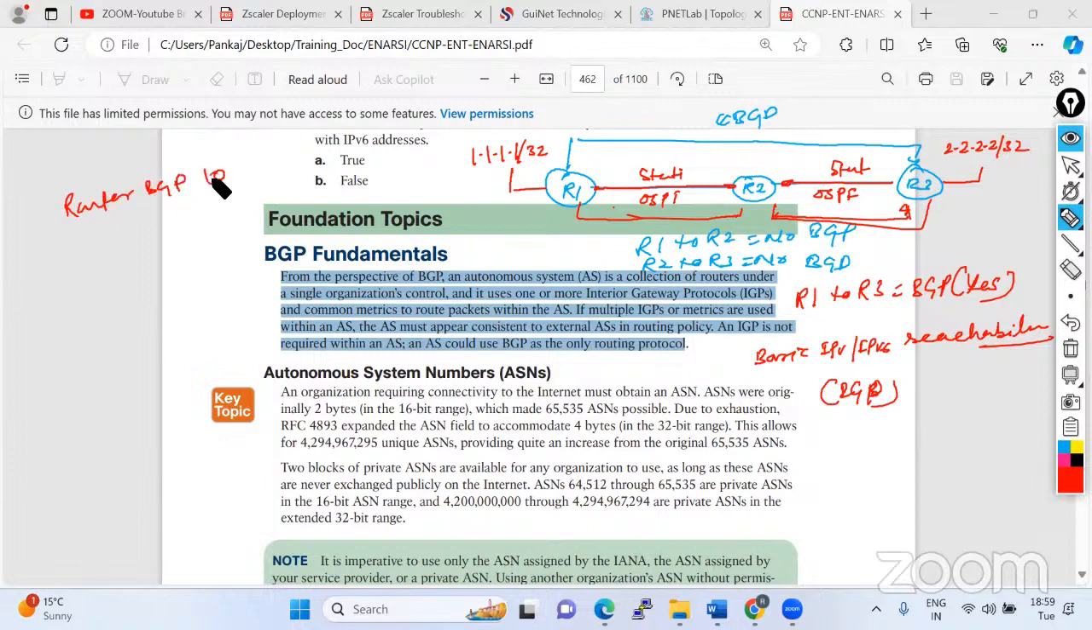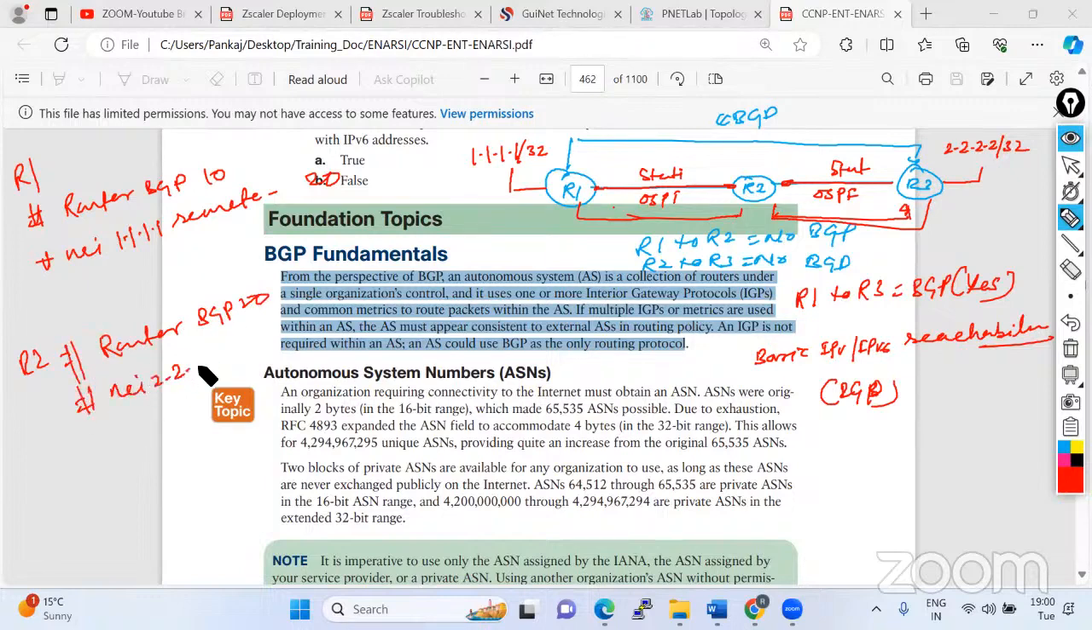Once I have the reachability, I can create the BGP session. In the command prompt, I go to router BGP, then write the neighbor address 1.1.1.1, with remote AS, say 20, and that's all for the simple communication. This is the R1 side. On the R2 side, you again go to router BGP 20, then neighbor 2.2.2.2, remote AS 10. Just two commands.